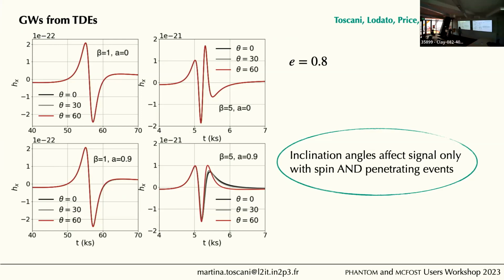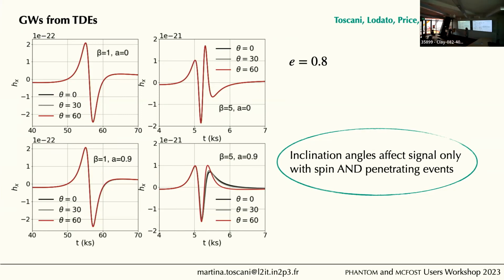So what we got? Well, when the black hole is not rotating, as you can see, different inclination angles do not affect the gravitational signal in any way, which is another reassuring result because we were expecting this. As a matter of fact, there is spherical symmetry.